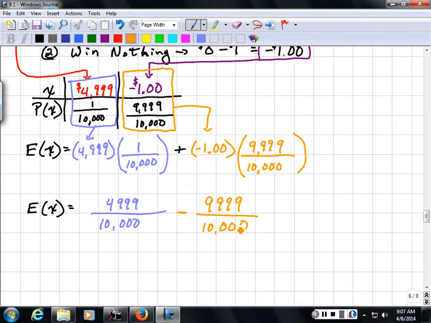Okay. So we multiply these two fractions together. This one times this gives me this fraction. This one times that gives me that fraction. And I have 4,999 over 10,000 minus 9,999 over 10,000, which is going to give me a negative value. But we kind of expected that, right? It's not a probability, it's an expected value. Probabilities are always positive. However, expected values can be negative, and this basically reduces down to this.